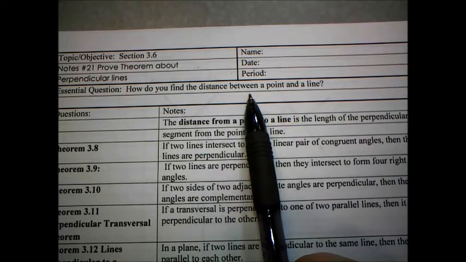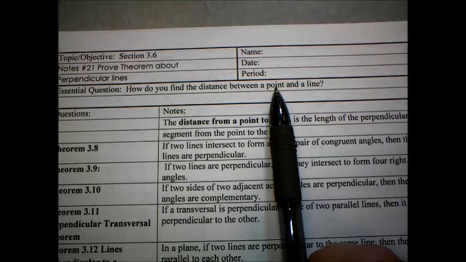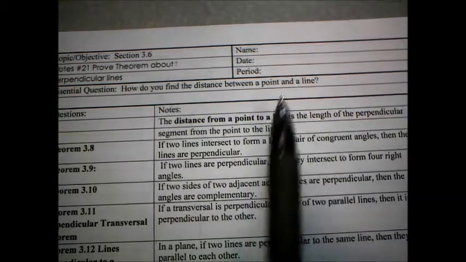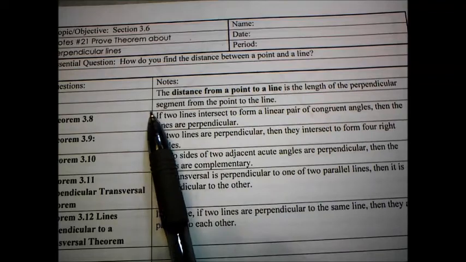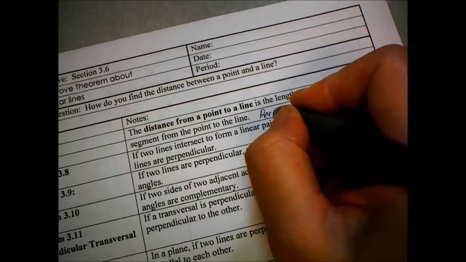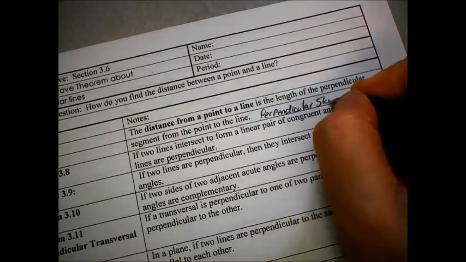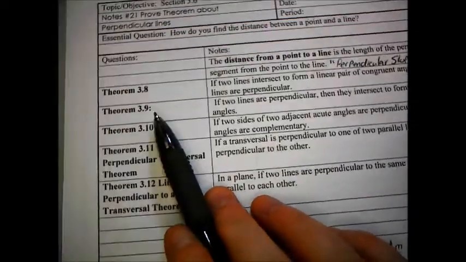To find the distance between a point and a line, you need to find the slope of your line and then do the perpendicular slope. And once you find the point on the other line, use the distance formula. Okay, the distance from a point to a line is the length of the perpendicular segment from the point to the line. So that's where we're going to be messing with the perpendicular slopes. Okay, we do have a couple theorems.